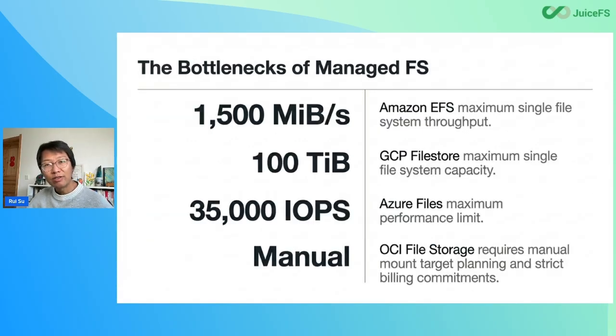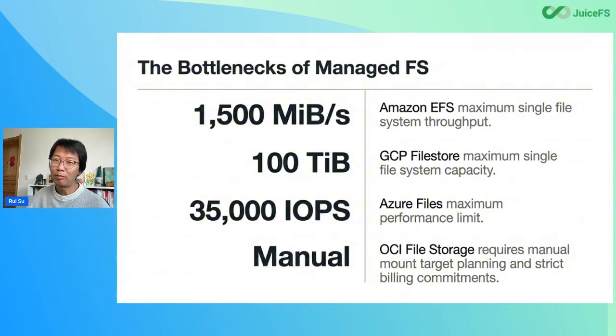Now, let's compare those AI needs with the limits of standard cloud file storage. I will mention a few examples here, but not a full list. First, Amazon EFS has a maximum throughput limit of 1,500 megabytes per second for one file system. GCP Filestore has a maximum file system size of 100 terabytes, and Azure Files has a limit of 35,000 IOPS.